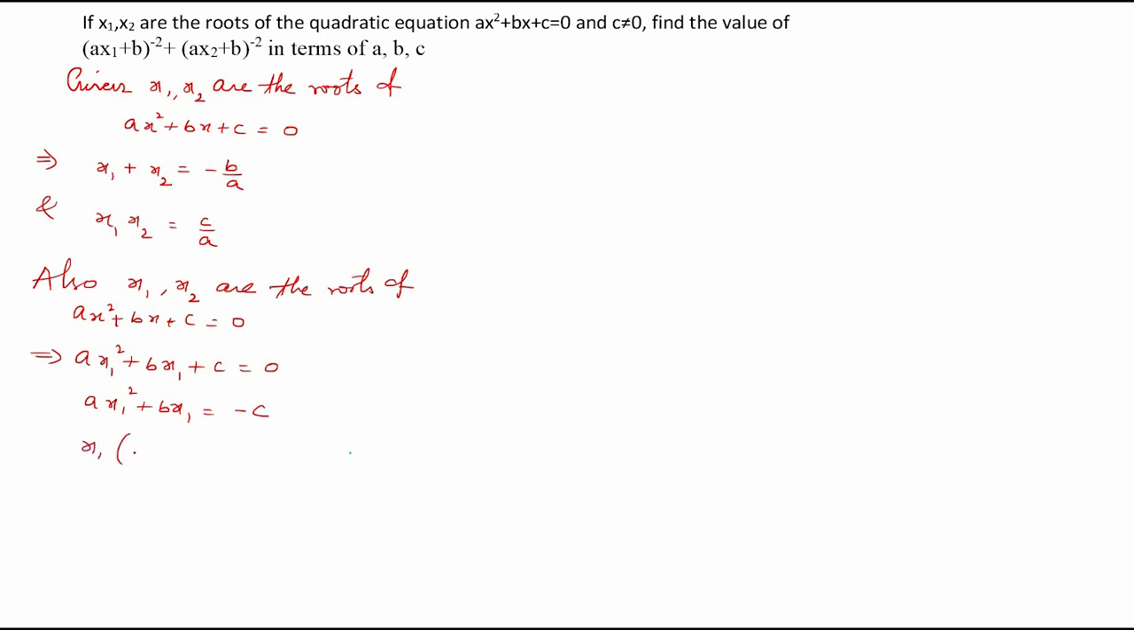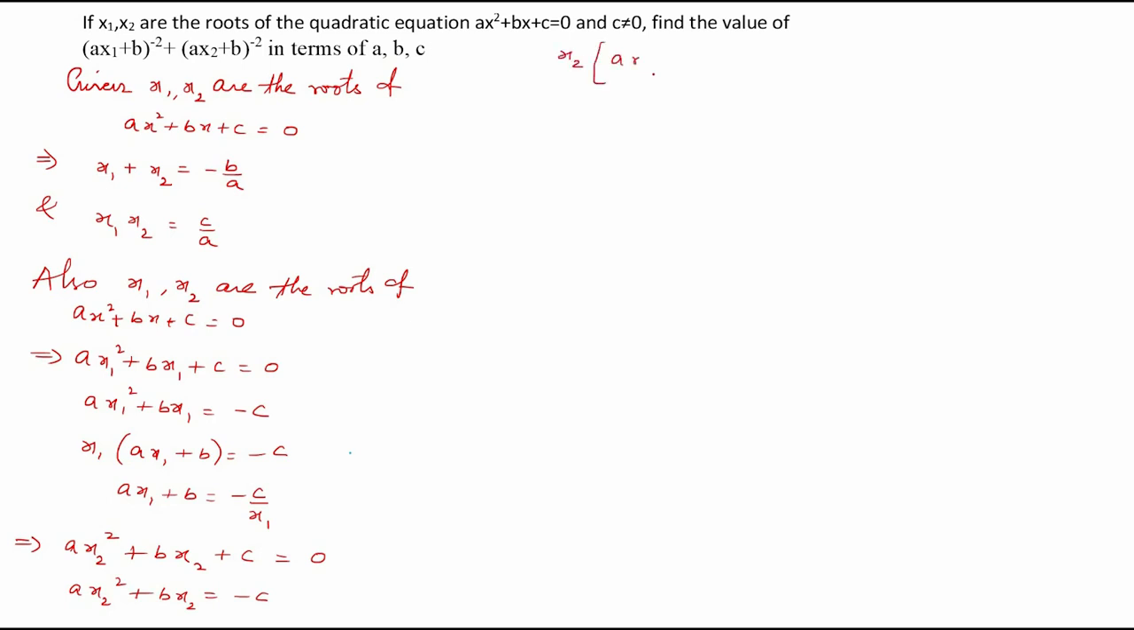We can take out x1 common. We have x1 times (ax1 plus b) is equals to minus c. So ax1 plus b can be written as minus c by x1. Similarly, we are given that x2 is also a root of the equation. So we can substitute x2 in place of x, because x2 is also a root of this equation. So again we can write ax2 square plus bx2 is equals to minus c. We can take out x2 common.